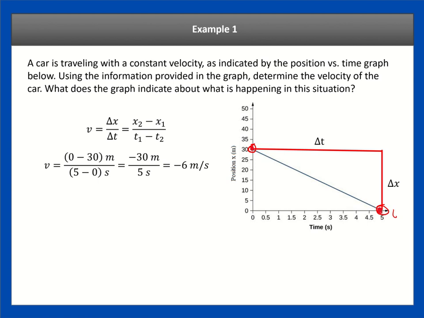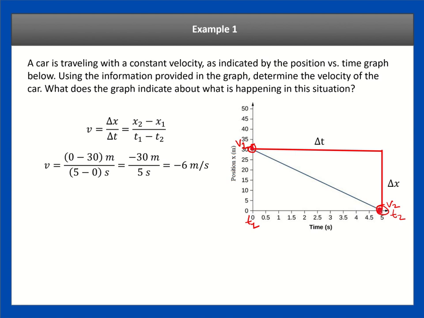Yeah, we'll call this point T1, we'll call this T2, and we'll call this height V1 and this height V2. If we plug it into the formula, we would get 0 minus 30, which is negative 30, and then 5 minus 0 for the times. And so we get a velocity that's -6 meters per second.